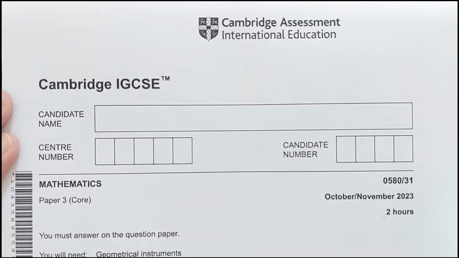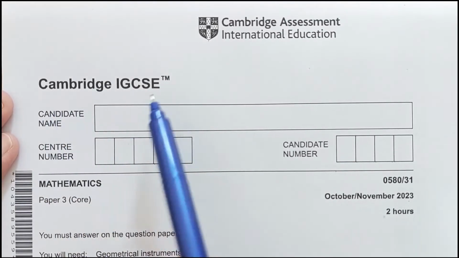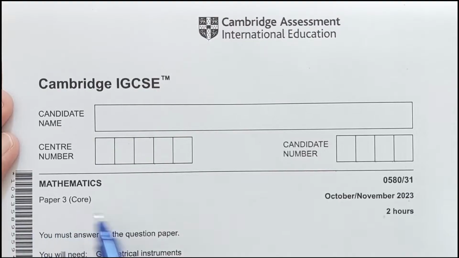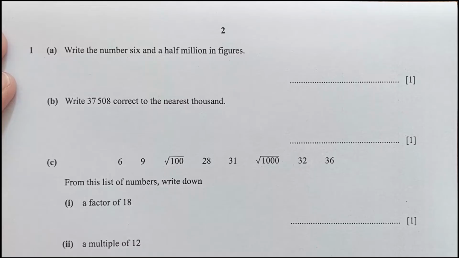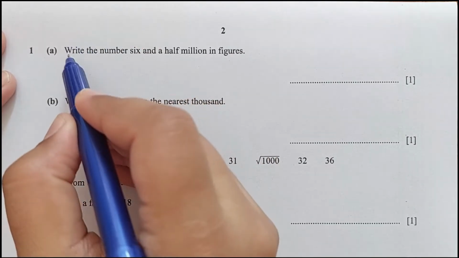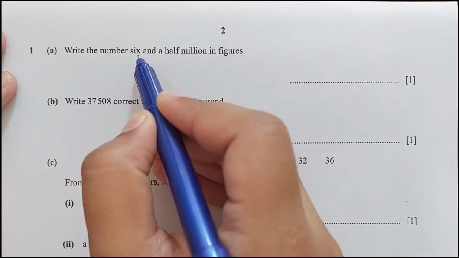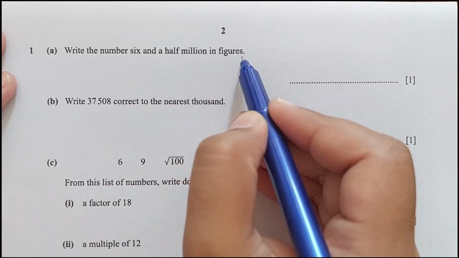Hi everyone, in this video I am going to solve Cambridge IGCSE Mathematics Paper 3 core, October-November 2023, Paper 3-1. So let's start with the first question. Question number 1, part A. Write the number 6.5 million in figures.